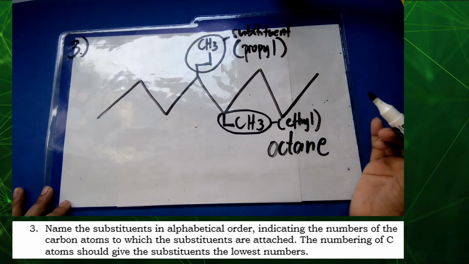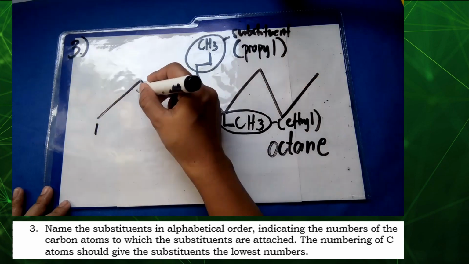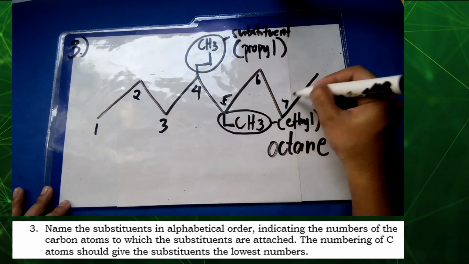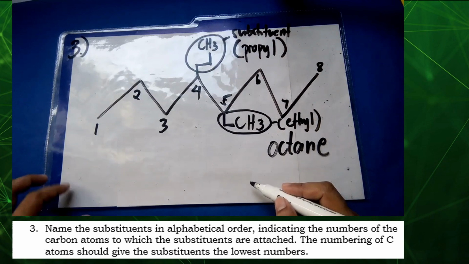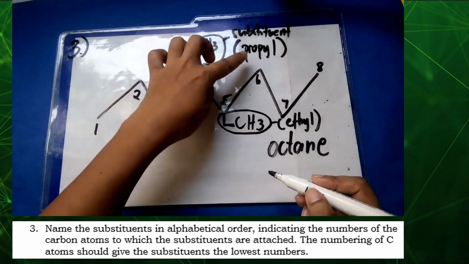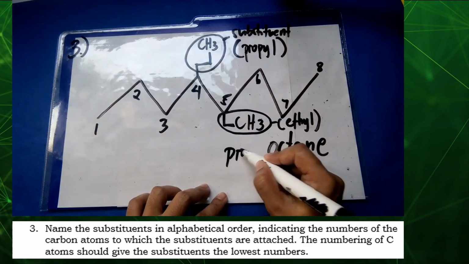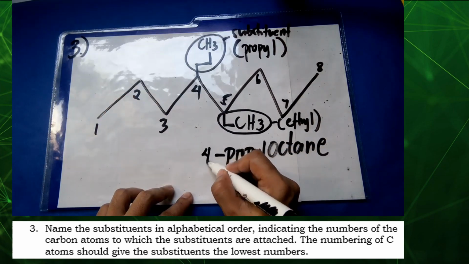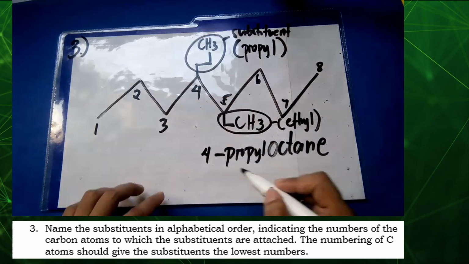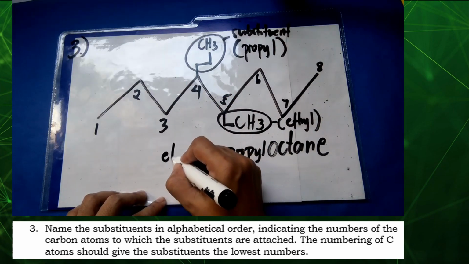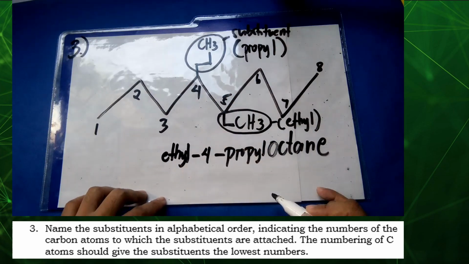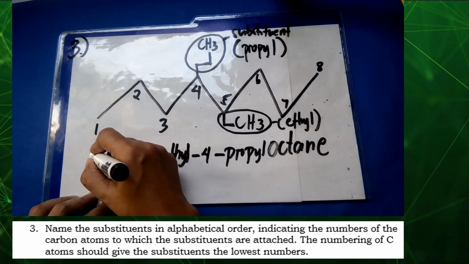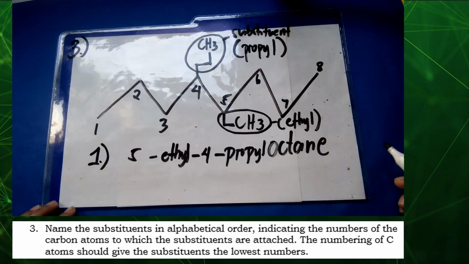Okay, so let us number the parent chain. If we're going to start from left going to the right, 1, 2, 3, 4, 5, 6, 7, 8. So, ano yung napunta sa number 4? So, we have propyl right here, the propyl, nasa number 4 carbon atom. And on the number 5, we have ethyl, nasa number 5. Okay, so that is our choice number 1.